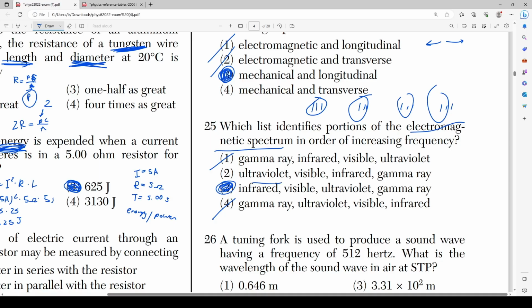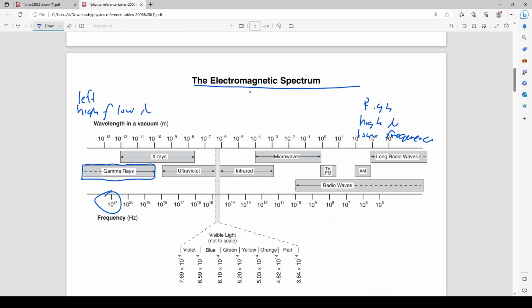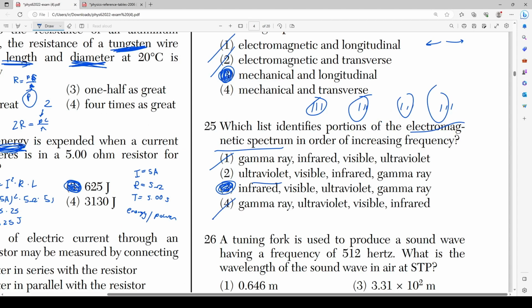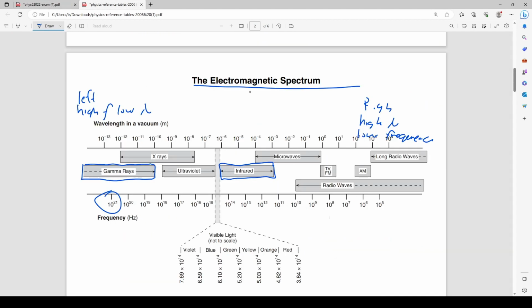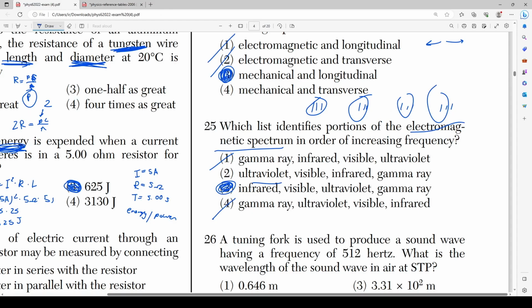Because if we look at ultraviolet and infrared, infrared is going to be the smallest in terms of frequency out of this list. We go infrared, then we go visible. Visible has a slightly higher frequency than infrared. And then from infrared we go into ultraviolet.